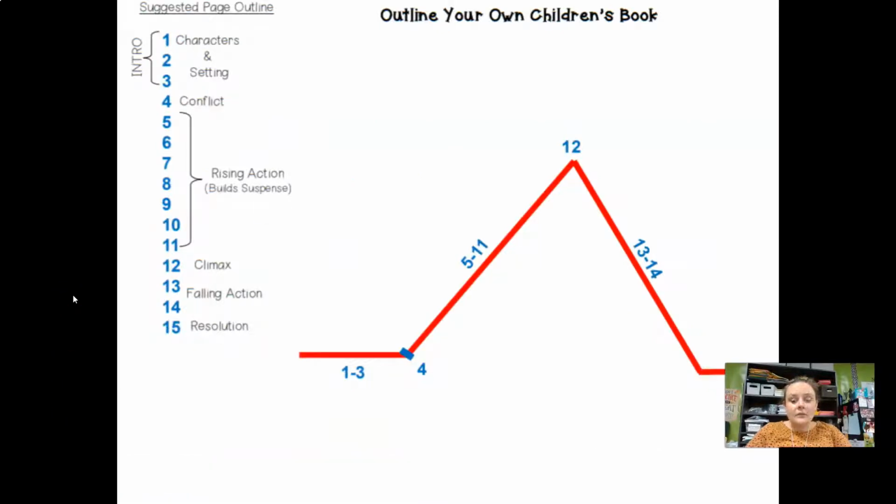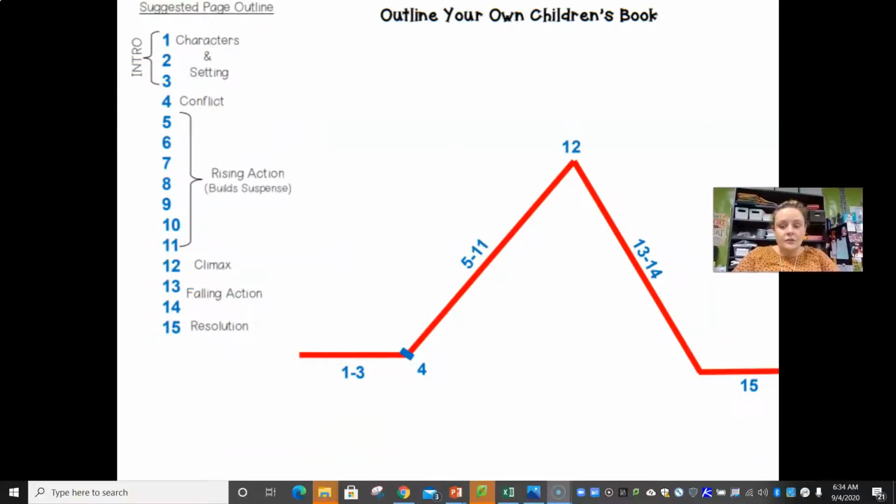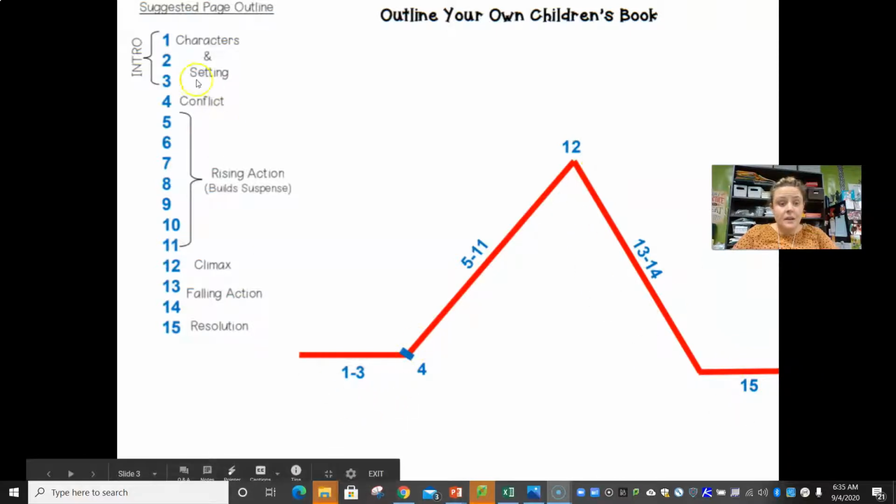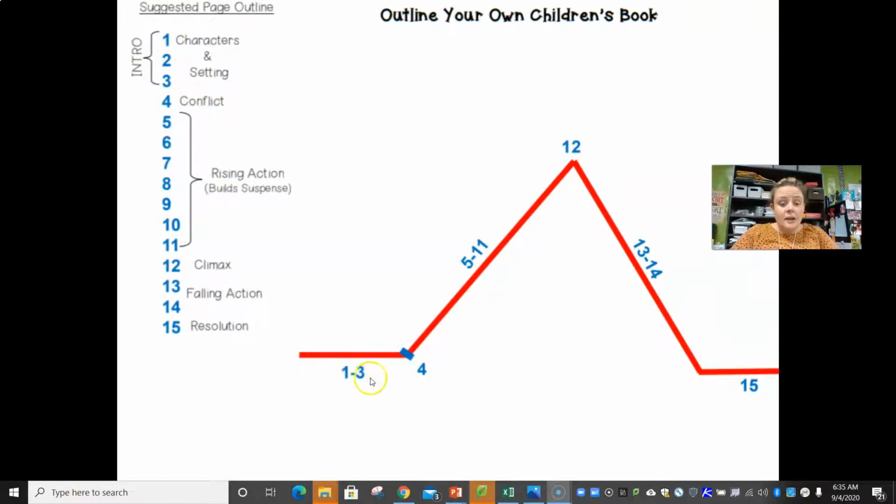So here is an outline of how your children's book will work. We want you to have about 15 pages with 2 to 3 sentences on each page. So it's definitely a big project. You can see here, these are page numbers. So on page 1 to 3, we want the characters and setting of the story introduced. By page 4, we want to know the conflict or the problem in your story.